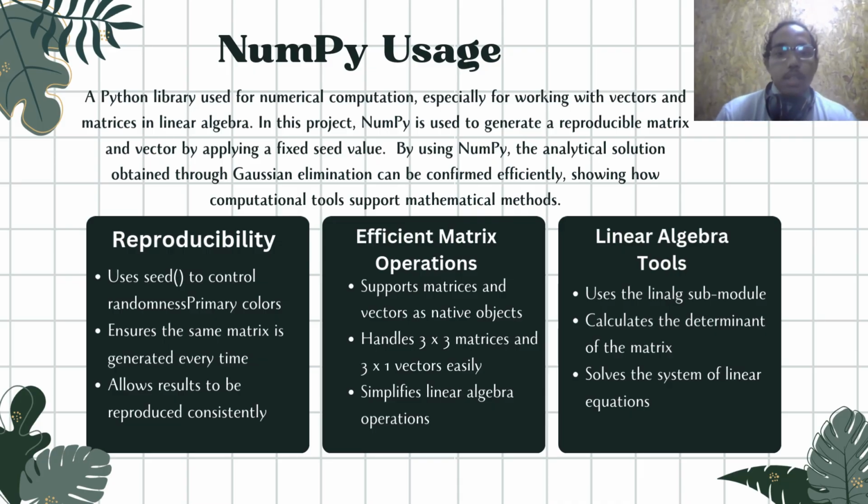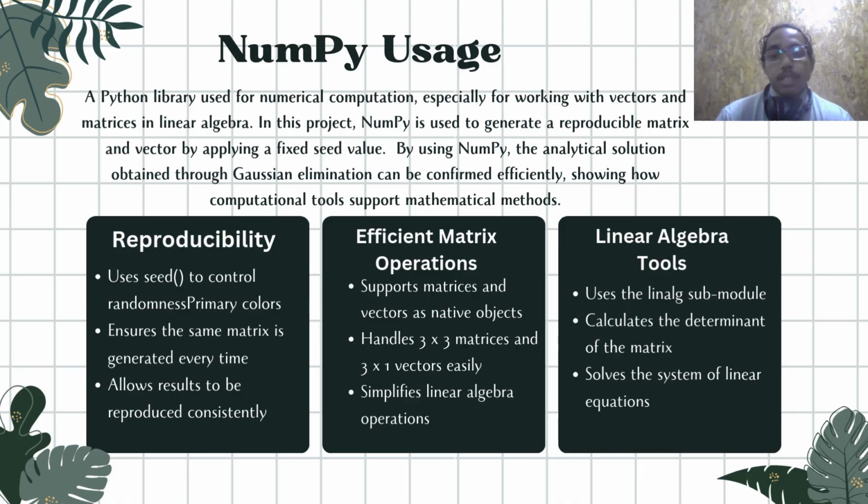Turn this seed into a mathematical system. We utilize the NumPy library in Google Colab. NumPy is essential here for three reasons. First, reproducibility. We use the NumPy random seed function to freeze the randomness. This means every time we run the code, it produces the same result.